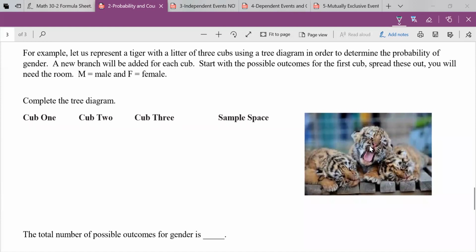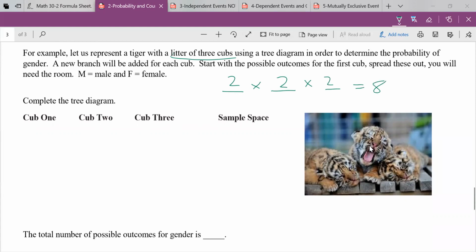So what we're going to do here is have some cute little tigers, and the family is going to have three cubs, a litter of three cubs. What's the possible number of outcomes we could have for the different genders? The quick and easy way to do this would be to say, for the first cub, male or female; second cub, male or female; third cub, male or female.